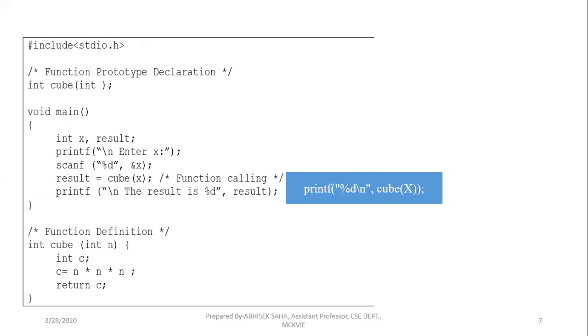If you define your function before main, in that case you may omit the declaration part, but it's not the standard convention. The standard convention is, when you are using a user defined function, you must write all these three steps. First one is function declaration, second is function definition, and third is function call.